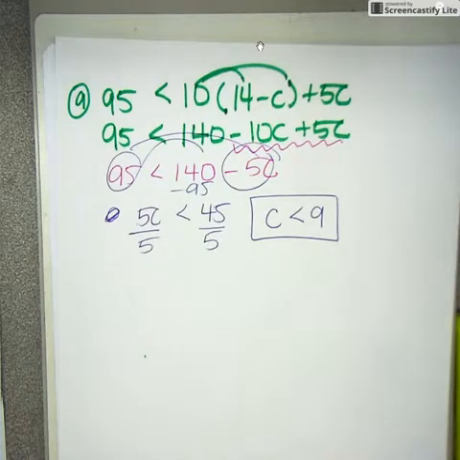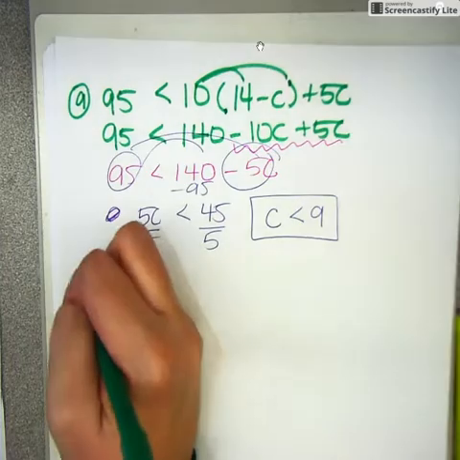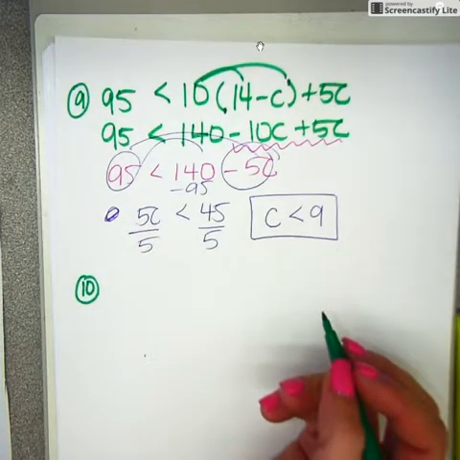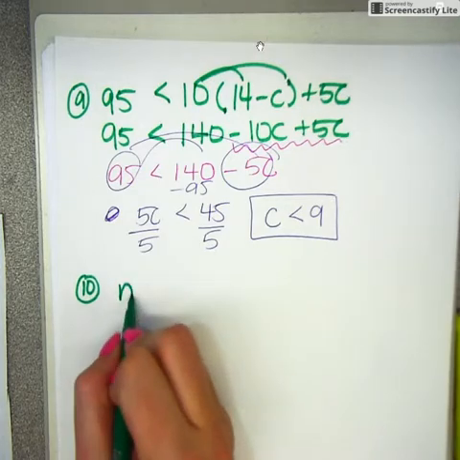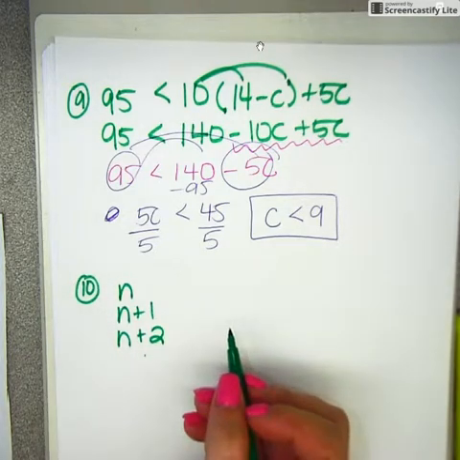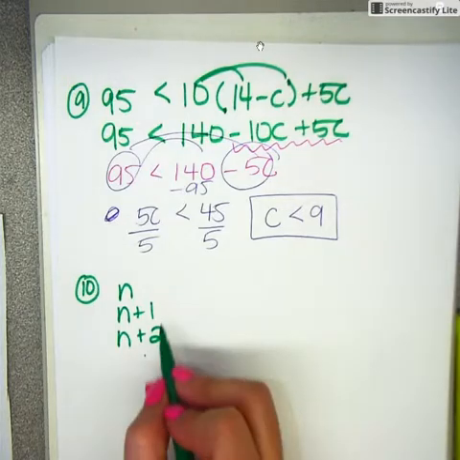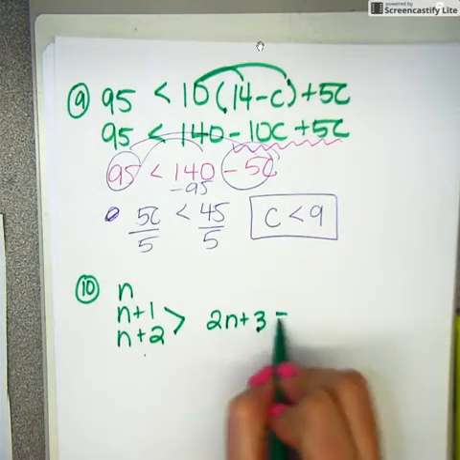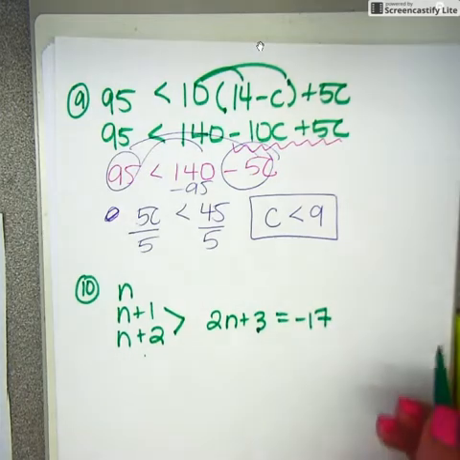All right, and let's just set up a few for the remainder of these. Number 10, 3 consecutive integers. So your symbols are going to be n, n plus 1, and n plus 2. But it only asks for the sum of the second and the third. So that's 2n plus 3 equaling negative 17. So you would solve from here.